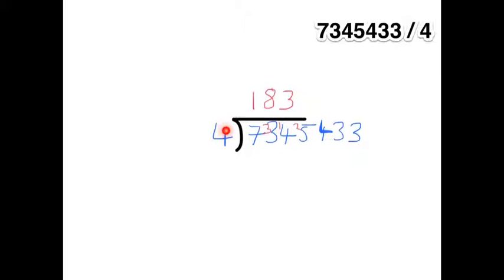Next, how many 4's go into 25? I know that 4 times 6 equals 24, so I'll put 6 up there, but the difference between 24 and 25 is 1, so I carry the 1 into the next column. Next, how many 4's go into 14? Again, I know that 3 times 4 equals 12, so I put the 3 up there, and as the difference between 12 and 14 is 2, I'll carry the 2 into the next column.